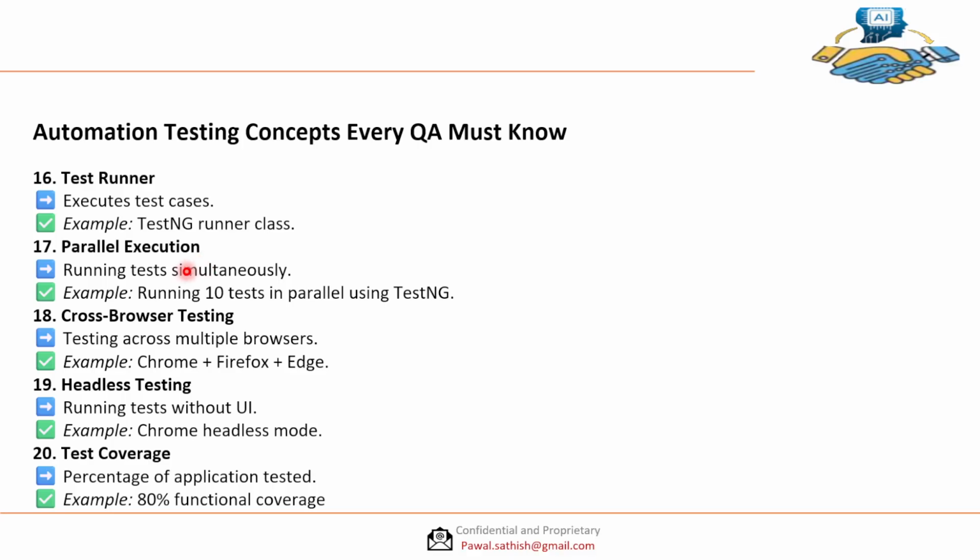Then parallel execution. So parallel execution is nothing but running the tests simultaneously, like running 10 tests in parallel using TestNG. Okay, like if you wrote 10 tests, and if you are executing sequentially, it will take more time. But if you run the same 10 tests in parallel, then it saves the execution time. And using TestNG, we can do it.